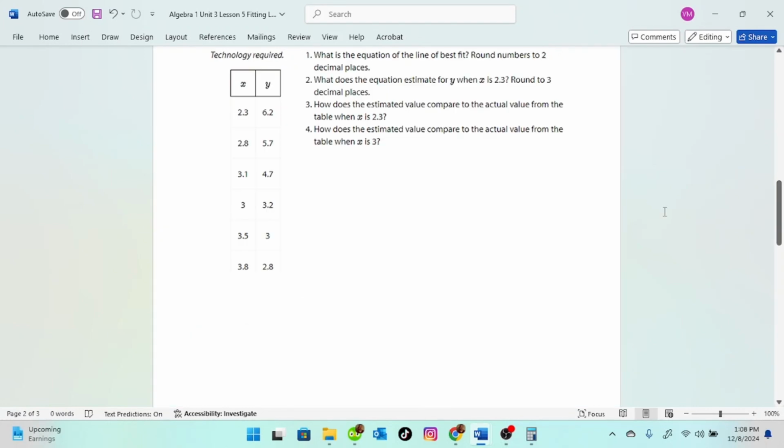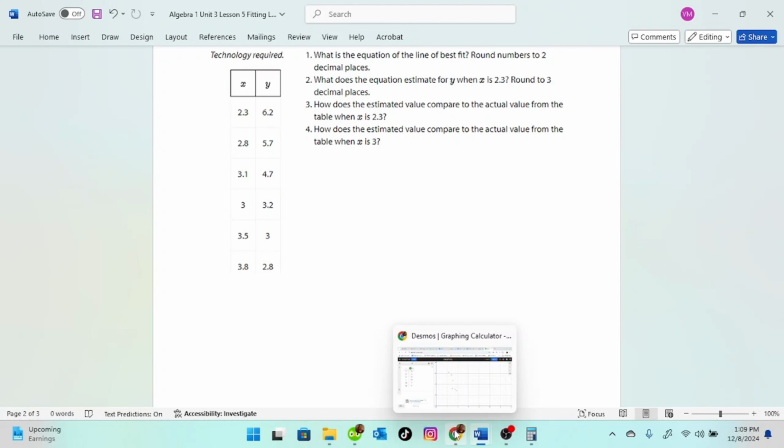Our next practice problem, again, says technology required. So again, we will be using the Desmos.com graphing calculator. It gives us a table of x and y values, and number 1 asks us, what is the equation of the line of best fit? Round numbers to 2 decimal places.